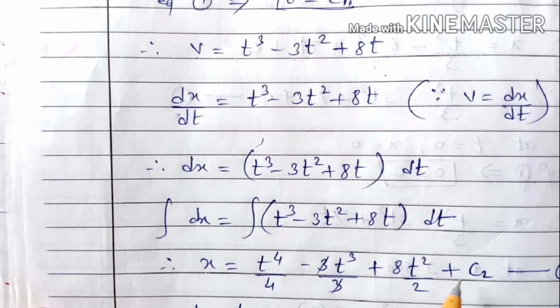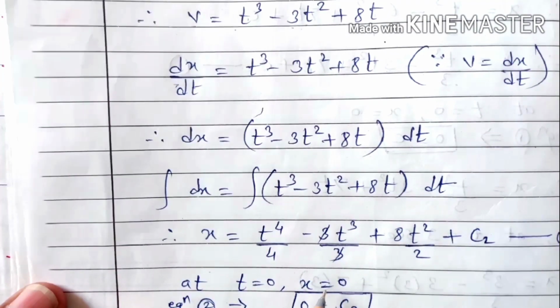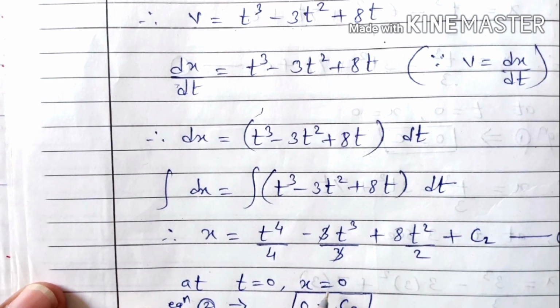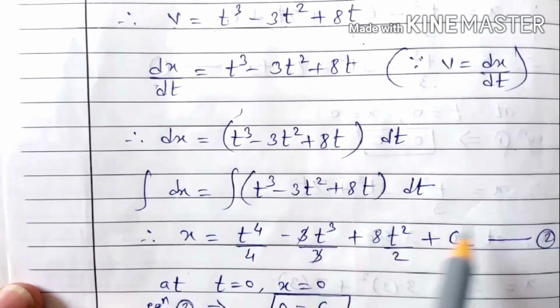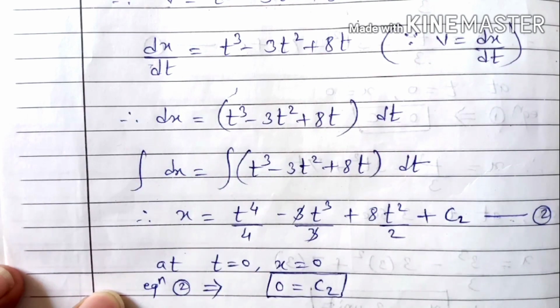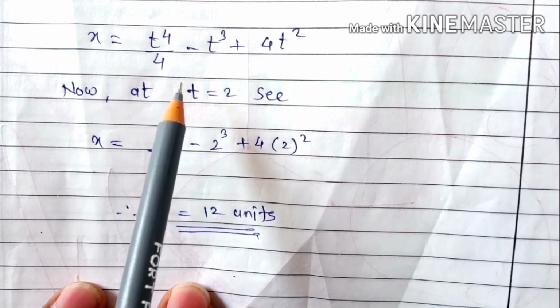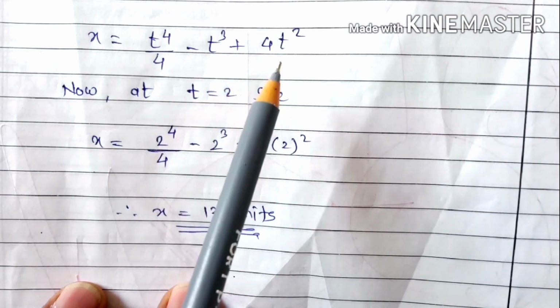Now again we calculate this c2 by taking the condition at time t equal to 0, displacement is also 0. So t equal to 0 and x equal to 0, we put these two values in equation 2, so we get c2 is also 0. Now we put this c2 in equation 2, we get x equal to t raised to 4 upon 4 minus t cube plus 4t square.